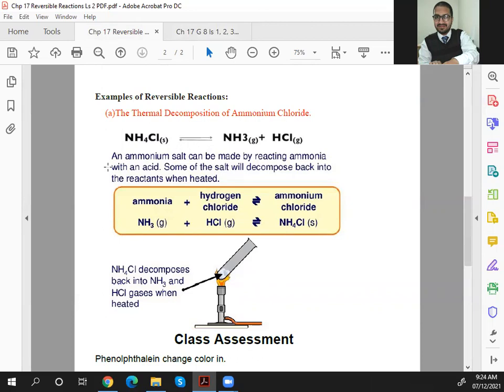Second thing, an ammonium salt can be made by reacting ammonia with an acid. Look, when they both react, this ammonia gas and this HCl gas give you back ammonium chloride. So the same thing happens, my dear, when you close the test tube: these gases react with one another again and they give you back the reactants.